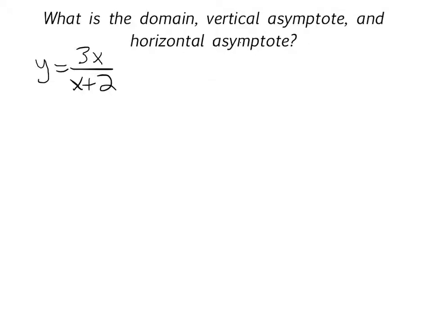Alright, we're still dealing with domain, vertical asymptote, and horizontal asymptote. So first we want to look at the domain on this one. The domain are all of our x values. Now this one's a little bit different because we have an x right here and we have an x on top as well. So on this particular one, we want to try to figure out what are our possible x values. And again, we're still going to use the same process here.